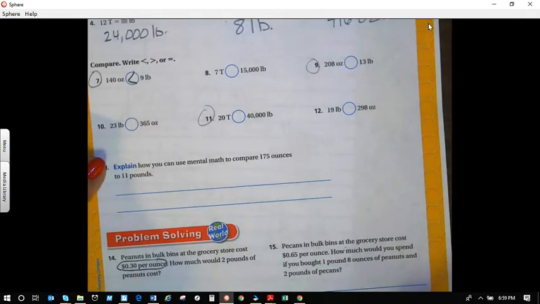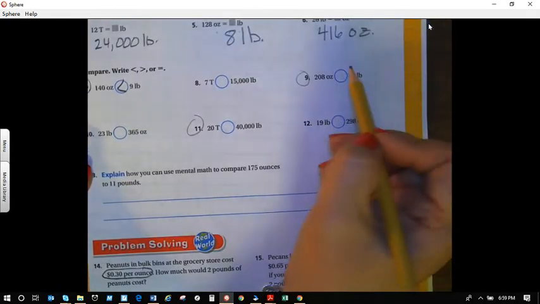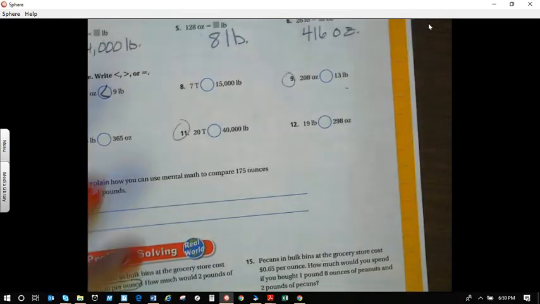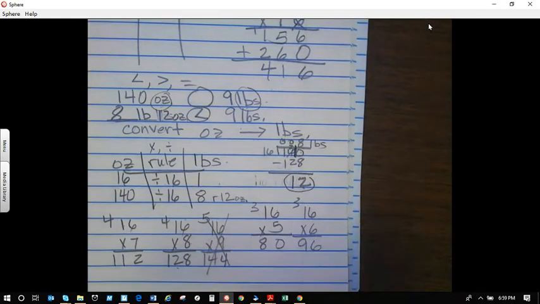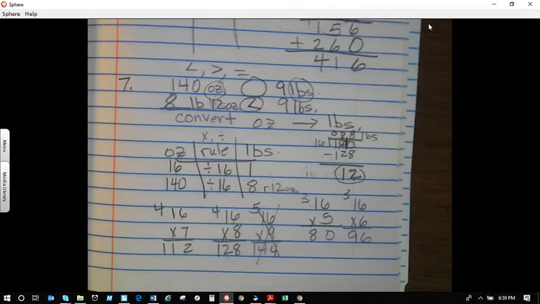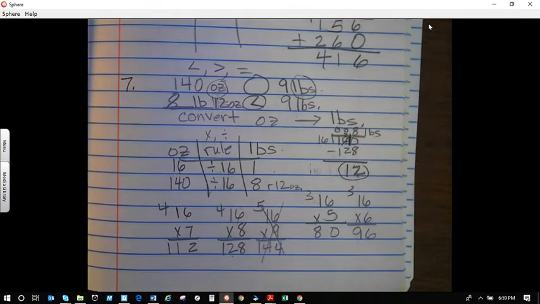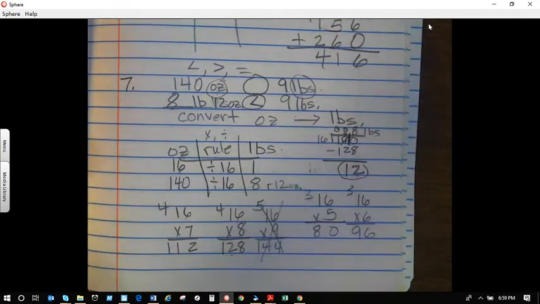Let's look at number 9. 208 ounces, is that equal to 13 pounds? Well, let's check. This is quite a bit of work. Please make sure that you pause me, rewind me, play me again until you're understanding. But please go step by step so that you can see the process. There's no reason for you to miss these questions when you take your quiz on Friday, because as long as you follow the process, you got this.